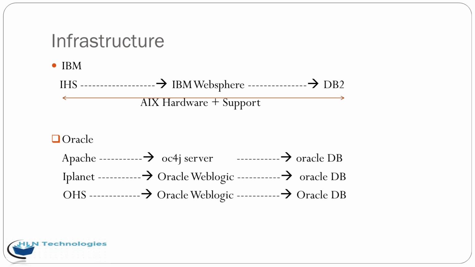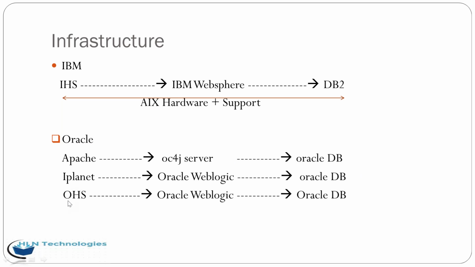Even Oracle didn't have this type of infrastructure. Oracle had their own OC4J application server and their database, and they depended on Apache, which is open source, right? Later on, iPlanet, which is Sun Systems, merged with Oracle. So they had their own web server. They also had their own application server after the acquisition of WebLogic by Oracle, and they had their own DB.